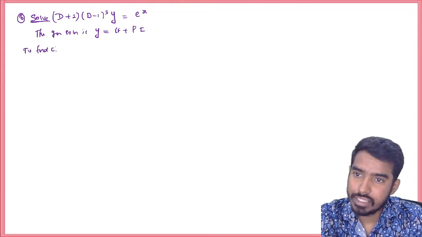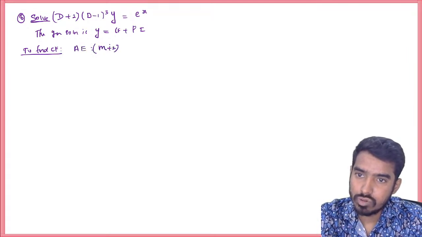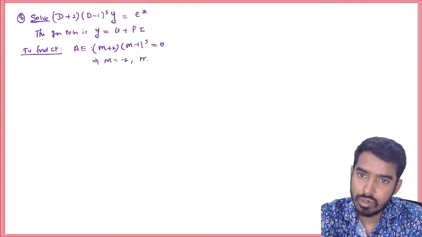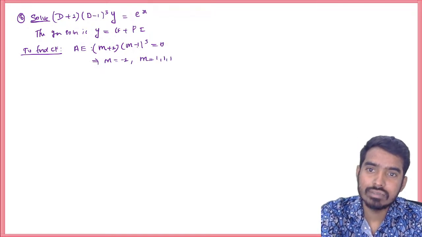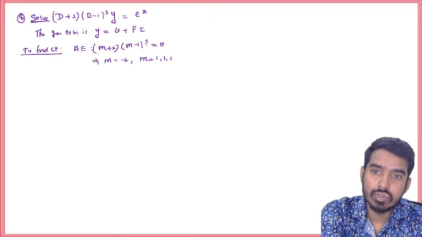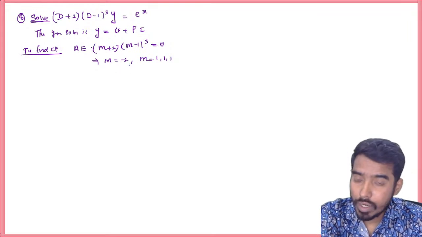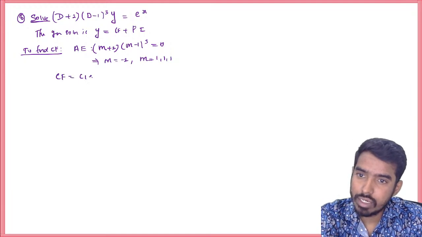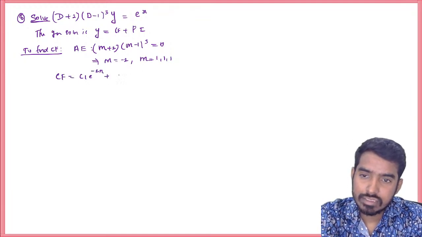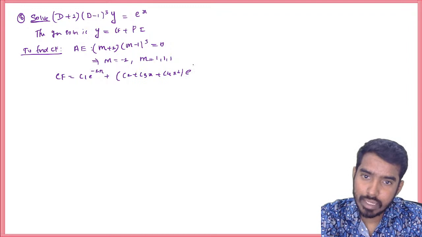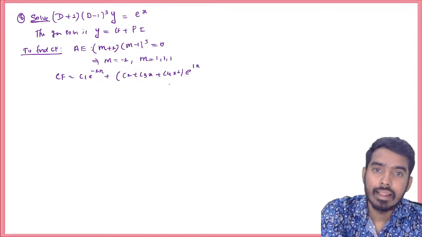So to find cf, it is very easy, right? So the auxiliary equation is m plus 2 into m minus 1 whole cube is 0. Implies m is equal to minus 2 is one root and m is equal to 1, 1, 1, right? Because of multiplicity, m minus 1 whole cube means we will have 1, 1, 1. That means one distinct real root and three equal roots, right? So therefore your characteristic function is c1 e power minus 2x. For these three equal roots, c2 plus c3x plus c4x square into e power 1x. This is your required cf, right?